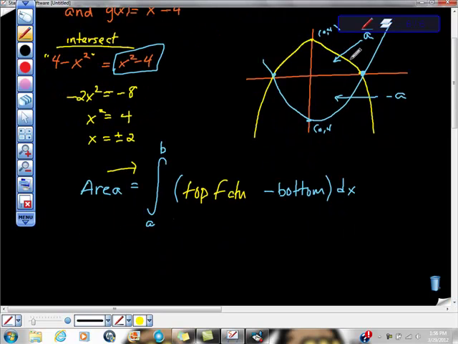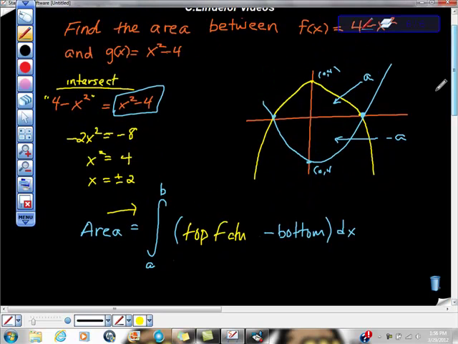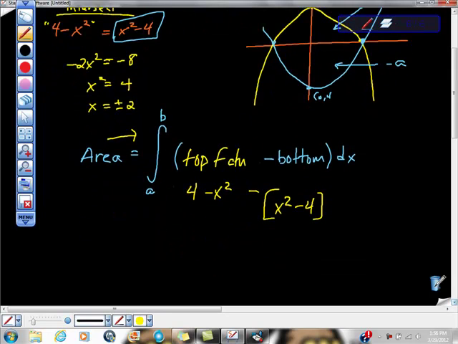So we can see that this one at the top right here is this one. So our top function is 4 minus x squared. Our bottom function is x squared minus 4. So all I'm going to do is just use that formula. I'm going to set it up that way.